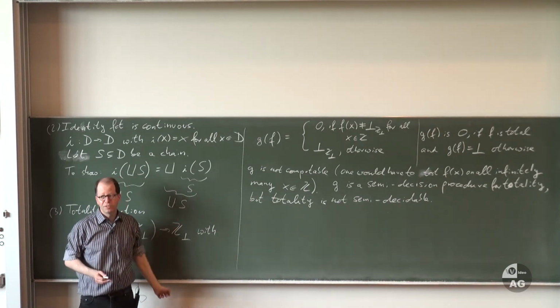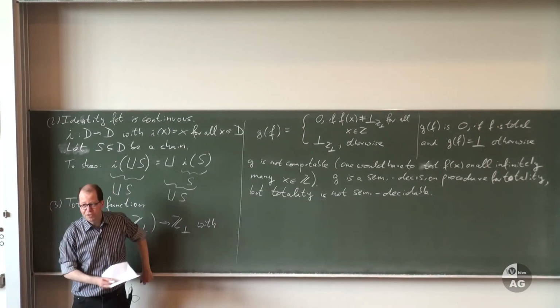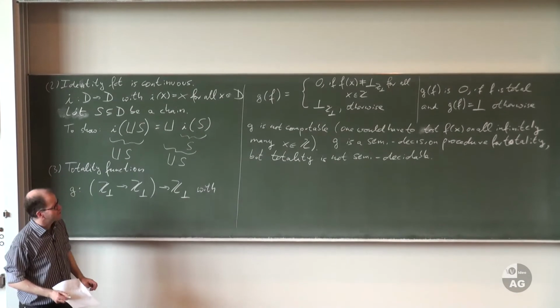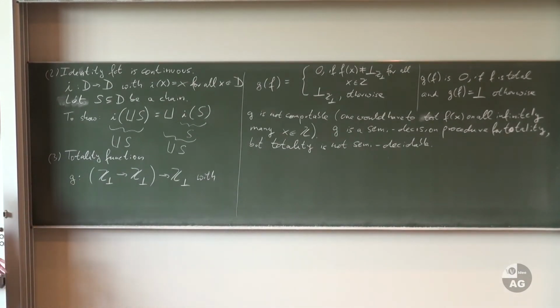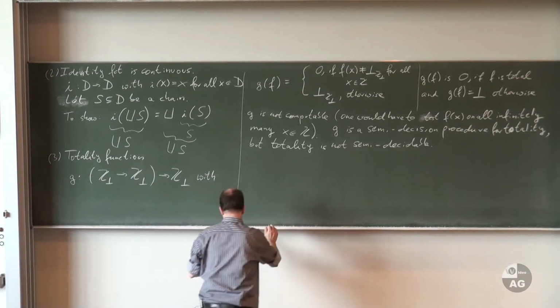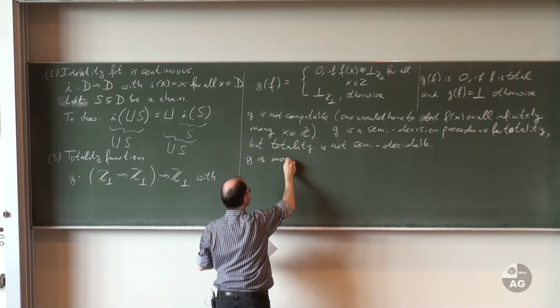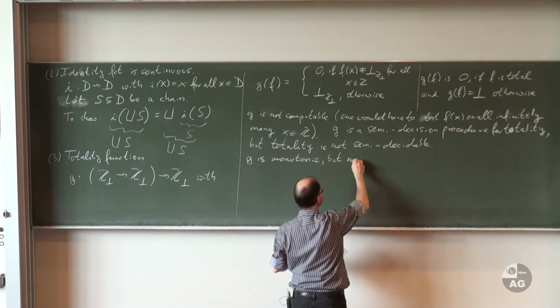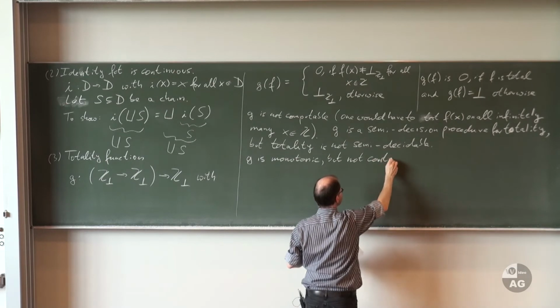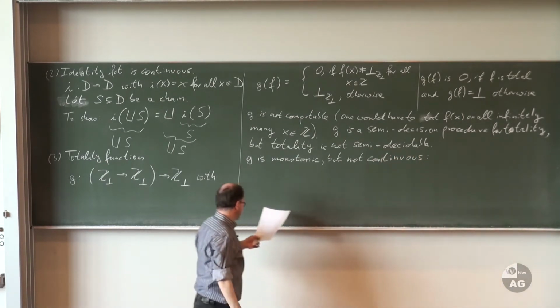And this problem is not even semi-decidable. OK, I didn't prove that it's not semi-decidable, but the proof for this is more involved. But you can believe me that it is not semi-decidable. So this is a non-computable function. And now we will see that this function is monotonic, but not continuous. So G is monotonic, but not continuous. Why? So, why is G monotonic?